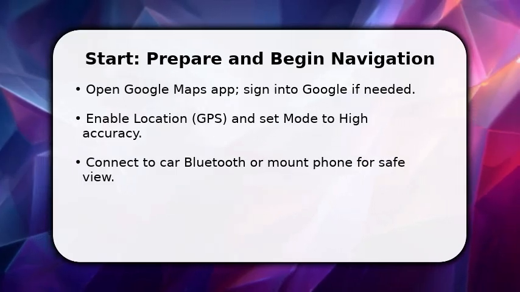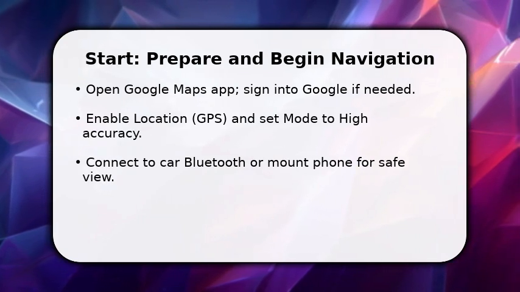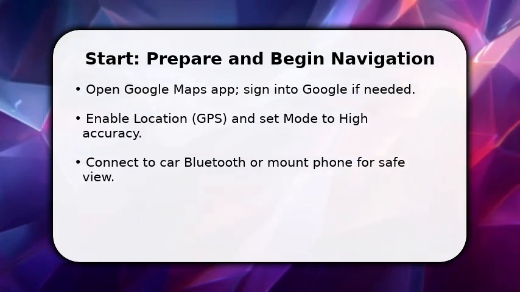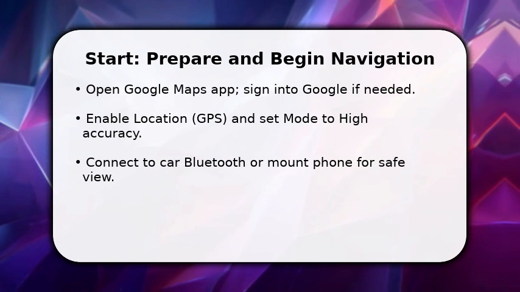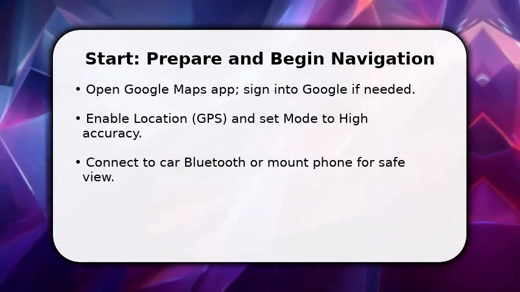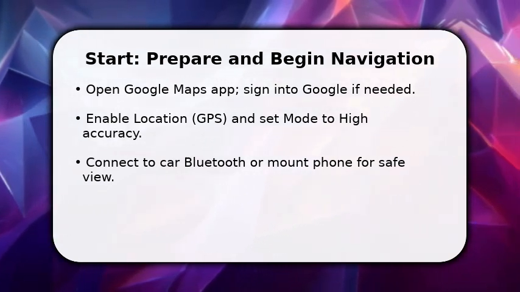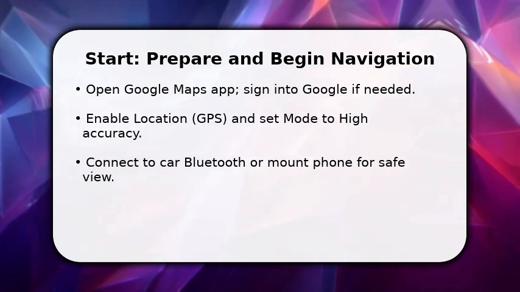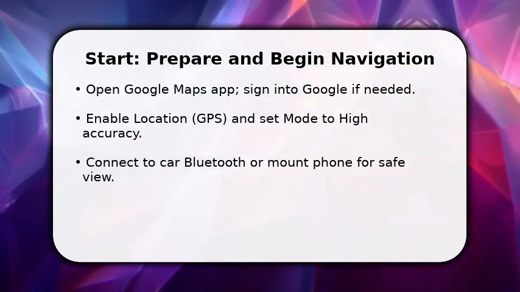You'll start by opening Google Maps and immediately choosing your destination. Type the address or tap a saved place. Make sure location is enabled and set to high accuracy so Maps uses GPS plus Wi-Fi and cellular for best positioning. Once done, select directions and pick driving.